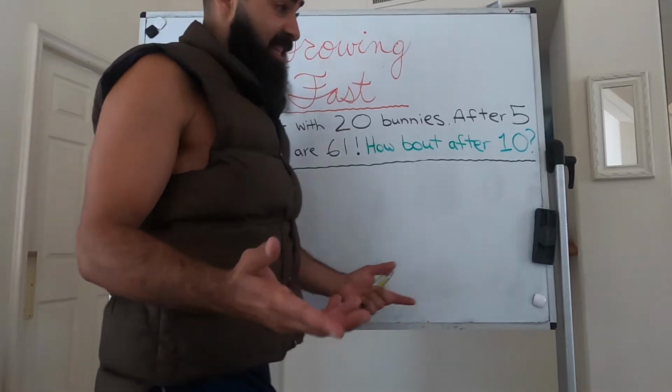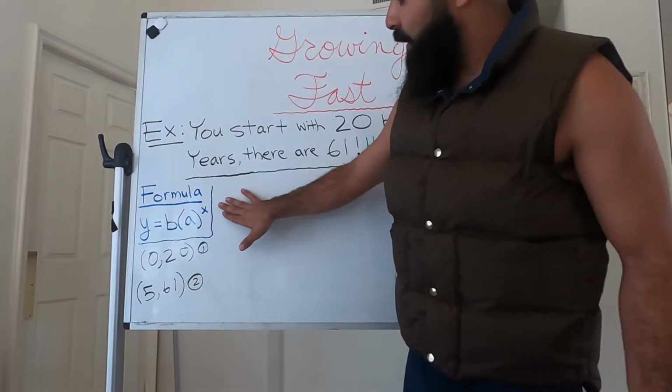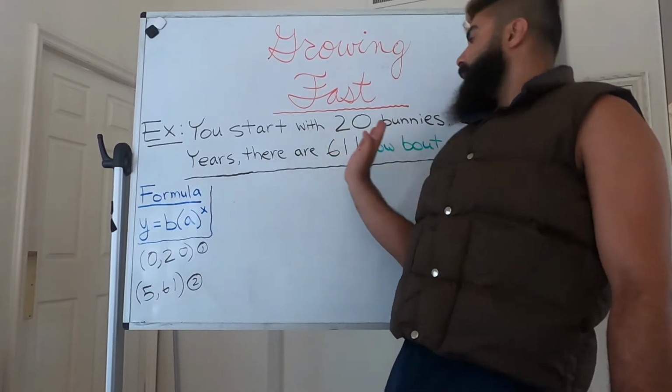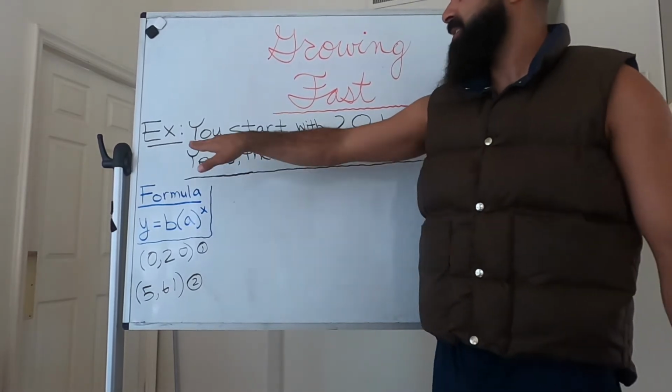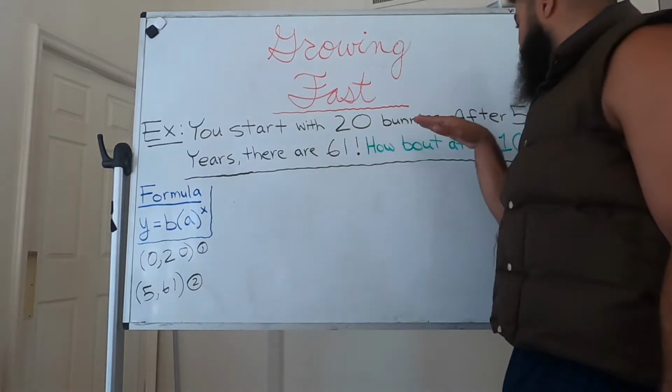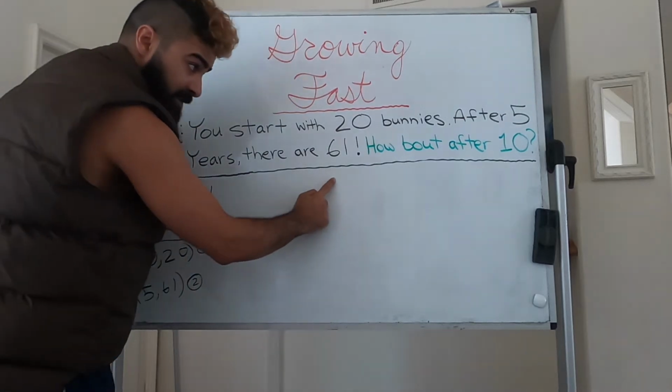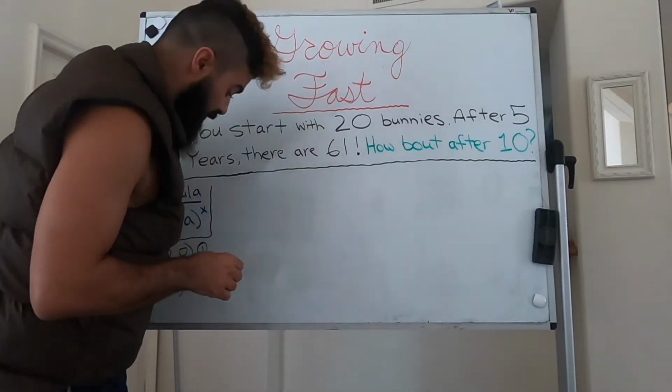In other words, exponential growth, right? So the formula we have is y equals b times a to the x, where y is going to be the number of bunnies, x is number of years here. Example. So you start with 20 bunnies. After 5 years, there are 61 bunnies. How many bunnies are there after 10 years?